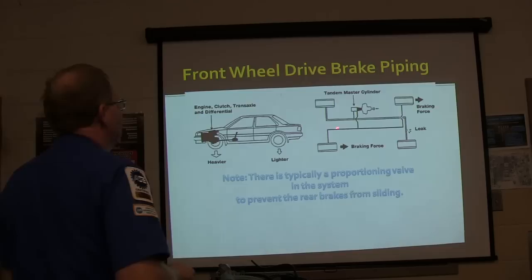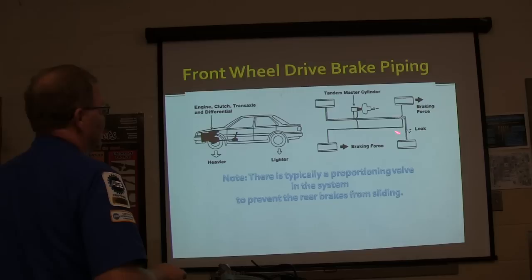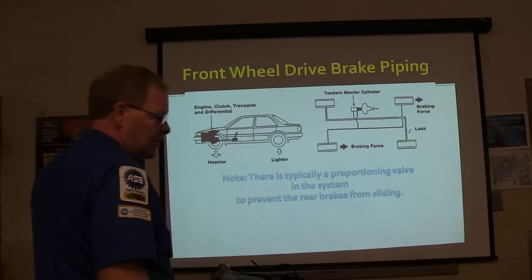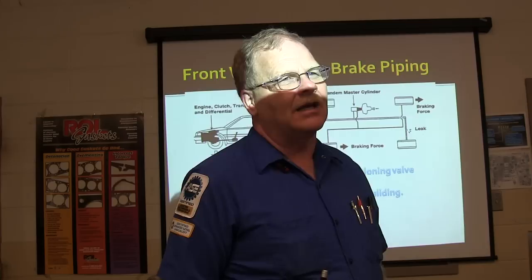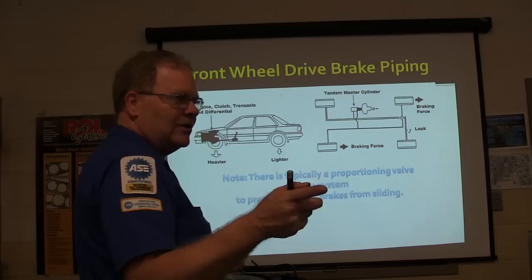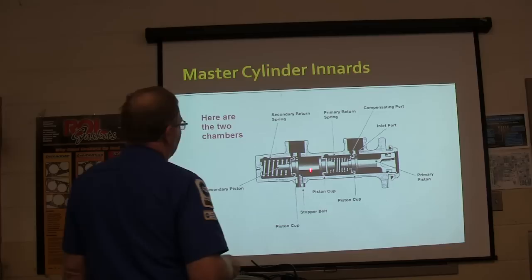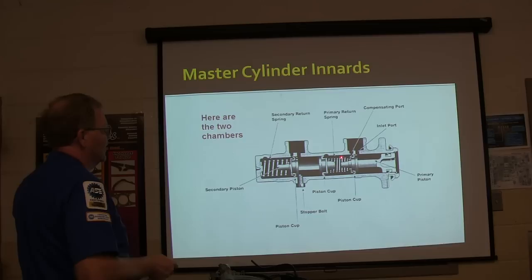Okay, your tandem master cylinder, see how that one's hooked differently? Basically, your braking force is going to be on these two, and these two right here would have lost their pressure. Now, when you hit that brake pedal, you've got about 2,000 pounds of pressure going into those lines. So you've got to fix brake lines the right way. That's why I was teaching you guys to double flare earlier. All right, here are the two chambers right here. The secondary return spring pushes it back. The primary return spring has a compensating port, very important.